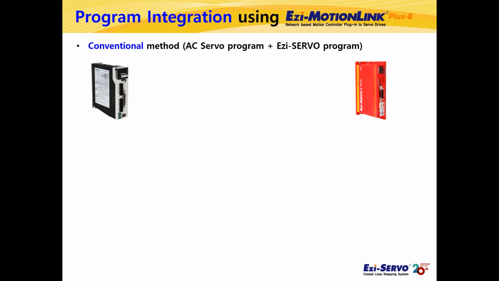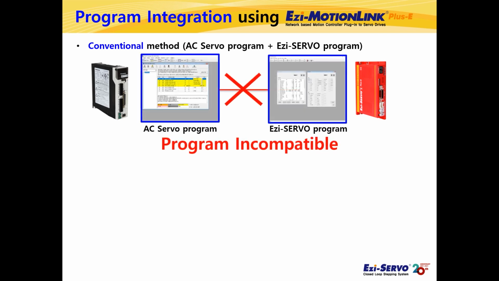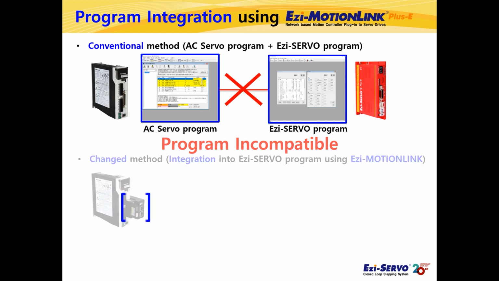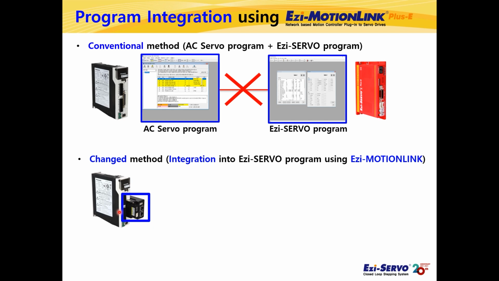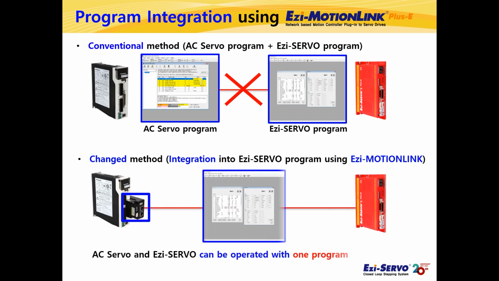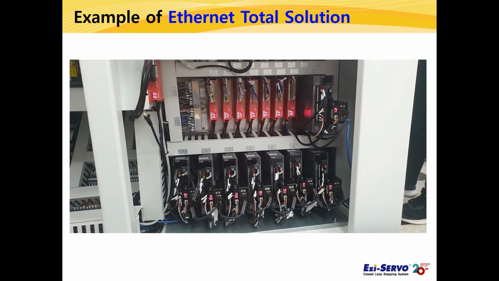Also, I mentioned that two different software environments were required to control 10-axis of Ezi-SERVO and 5-axis of Ezi-SERVO. But if the customer uses Ezi-MOTIONLINK, 5-axis Ezi-SERVO can be used in the same Ethernet network and software environment using the API of Ezi-SERVO. In other words, a total of 15 axes can be operated with one program. I will show you a practical application example.